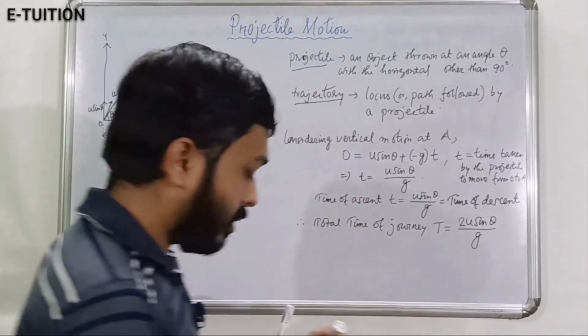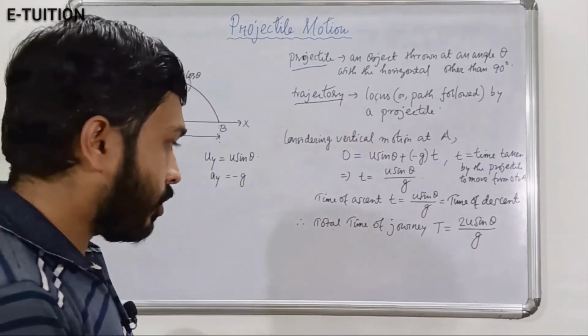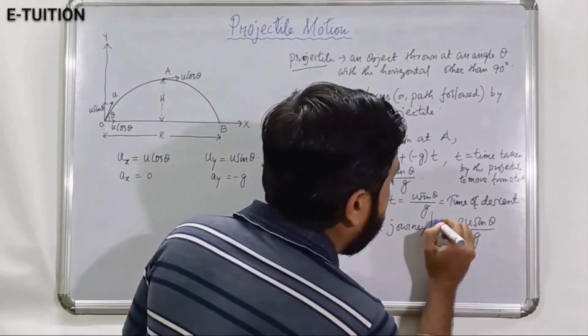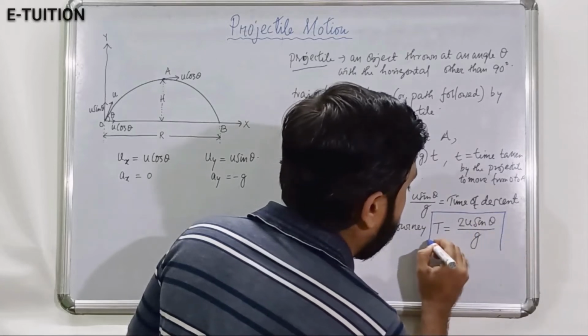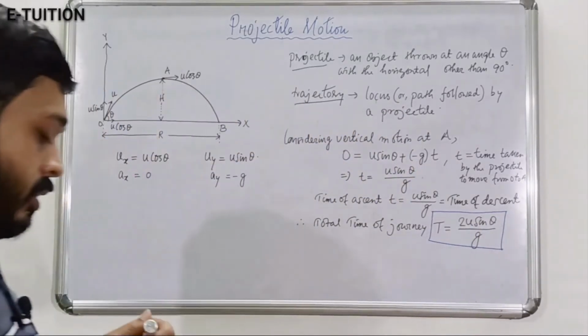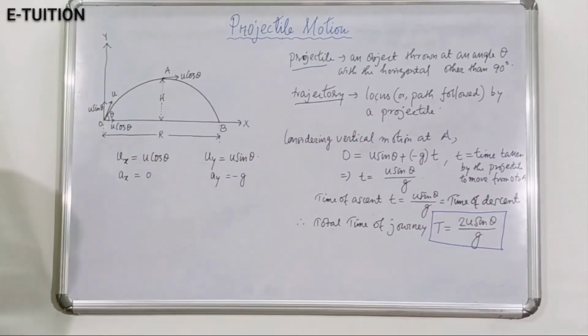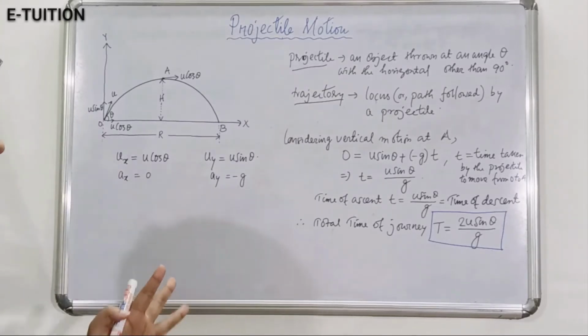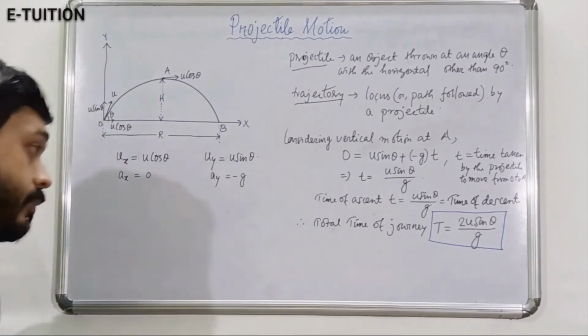2u sin theta by g, isn't it? That is the first expression we got. Total time of journey, 2u sin theta by g. Alright. Is it very clear to you? I hope. Okay, very good.